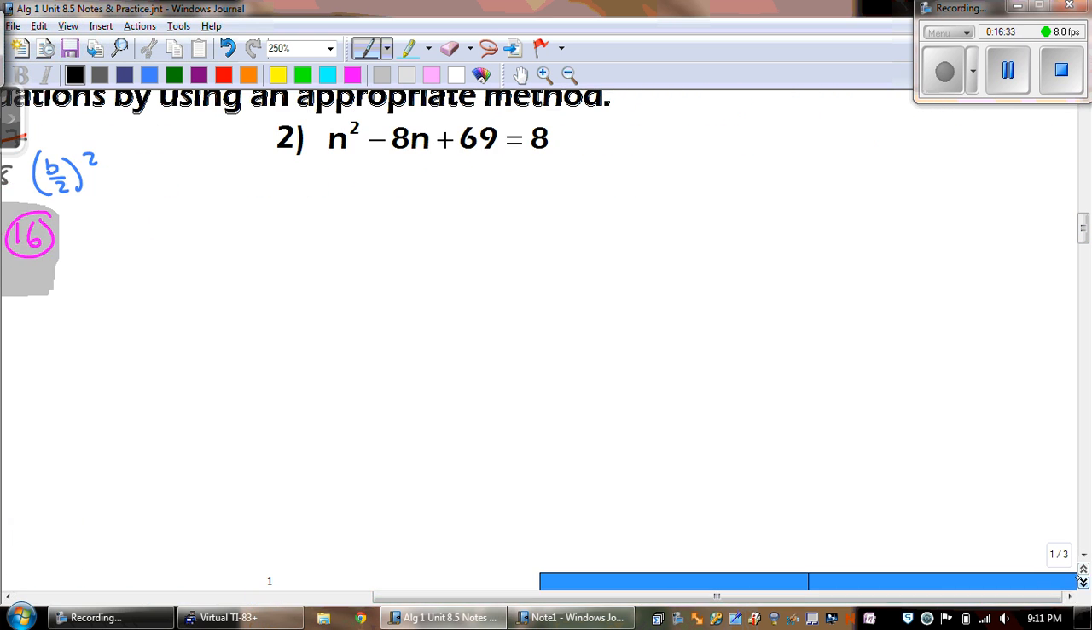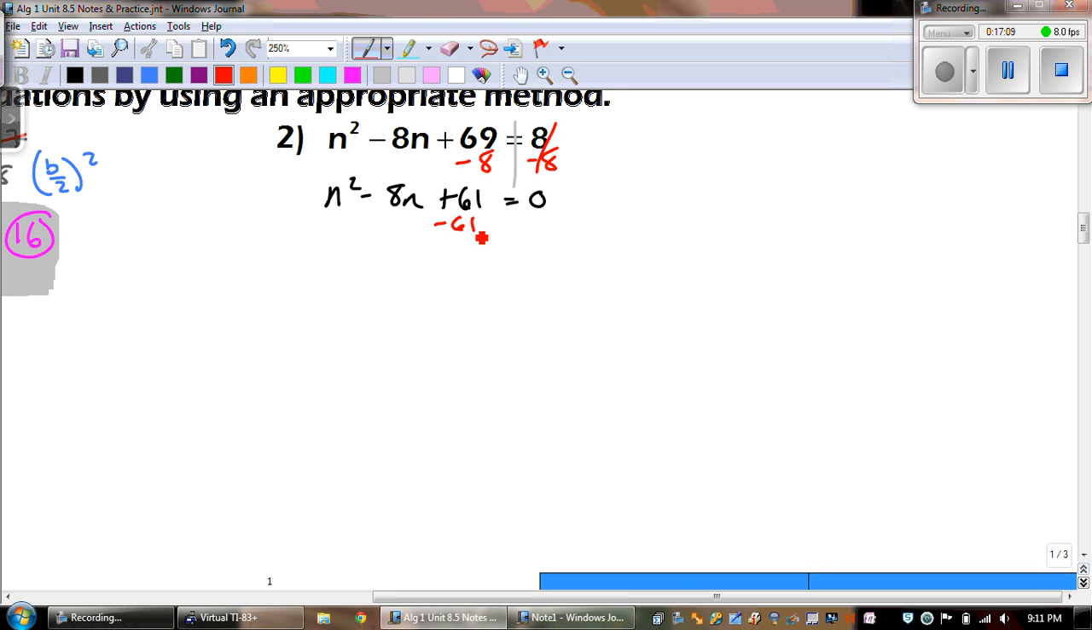All right, so number 2. Let's get everything to one side to see if we can factor it, which means we have to subtract 8 from the other side. And we get n squared minus 8n plus 61 equal to 0. So are there any numbers that multiply to 61 and add to negative 8? I can't think of any off the top of my head.